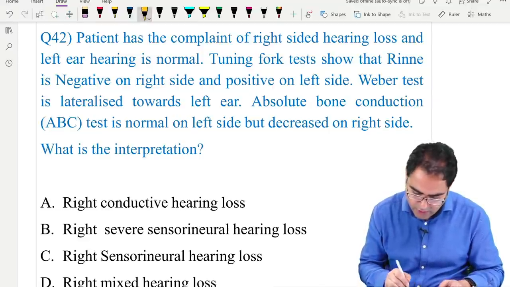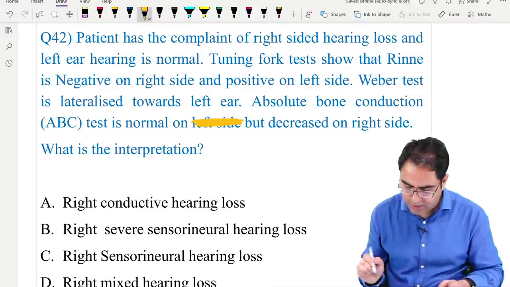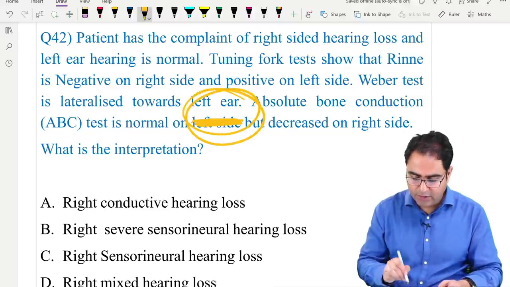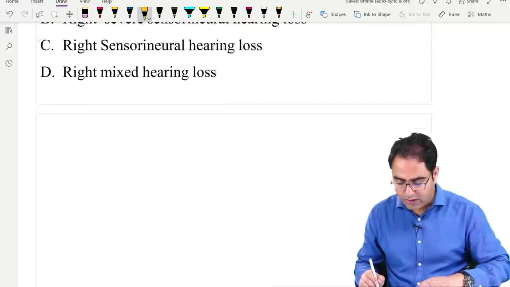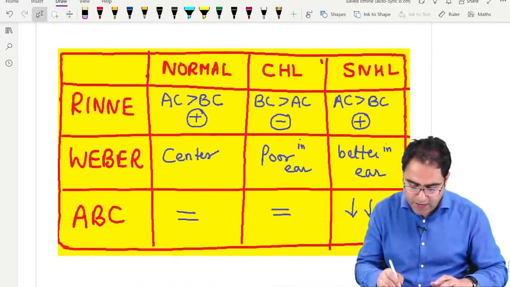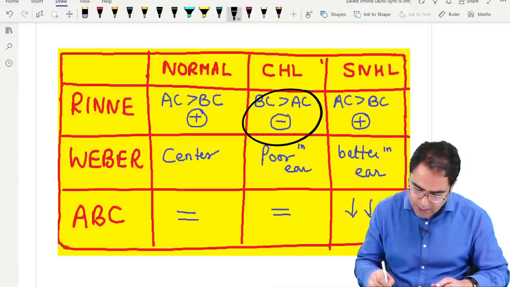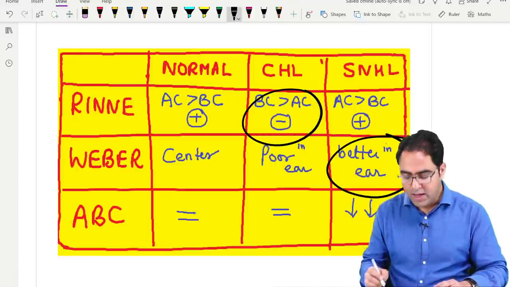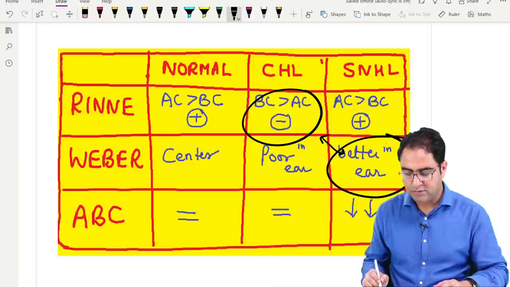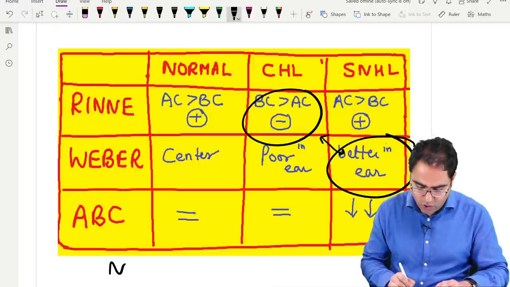Weber is heard in the left ear, my dear friend. Rinne is negative, look at the table. Okay, conductive hearing loss, but Weber is heard in the better ear. Oh, it's SNHL. Can you make any sense out of this? No sense, right? Write down: nonsense.